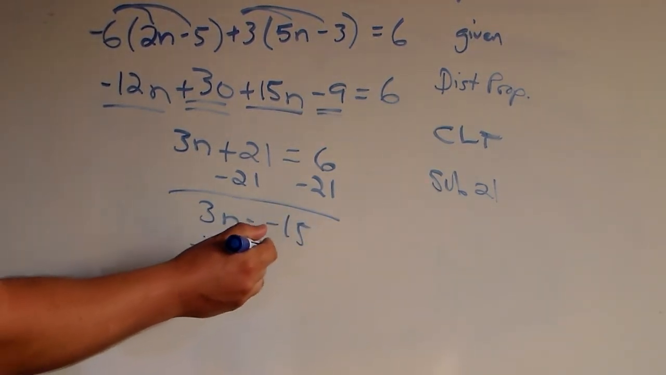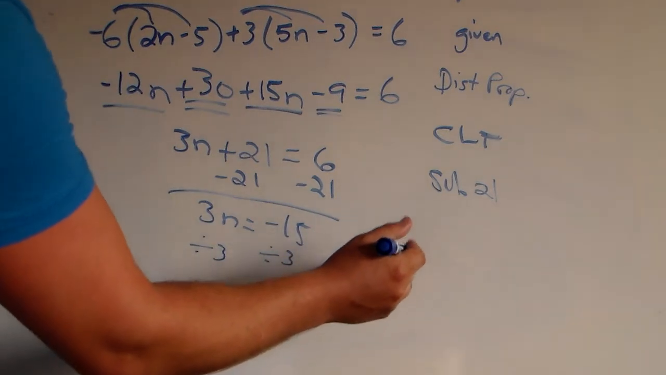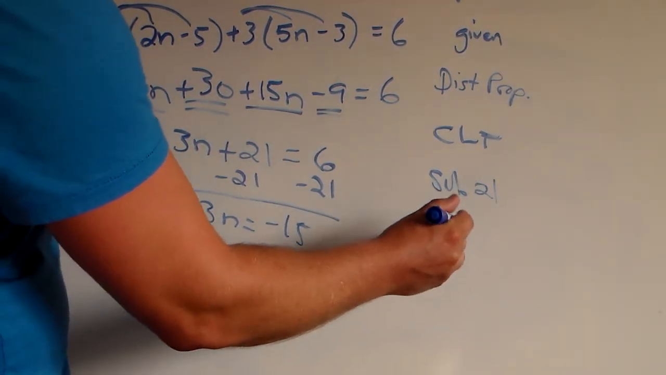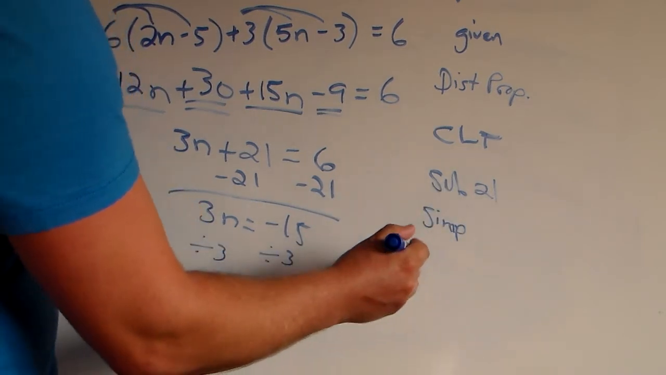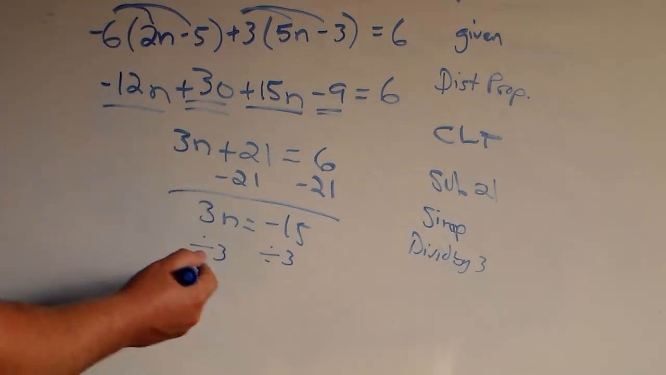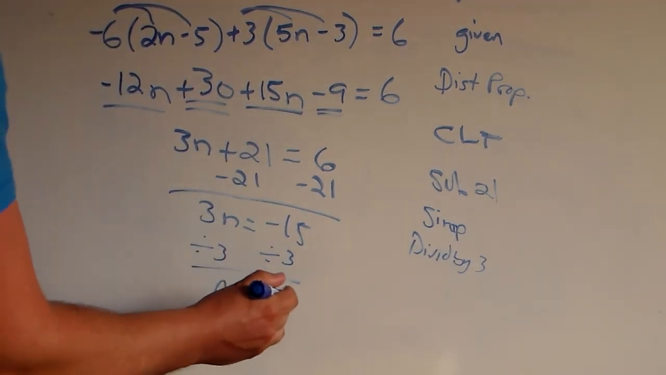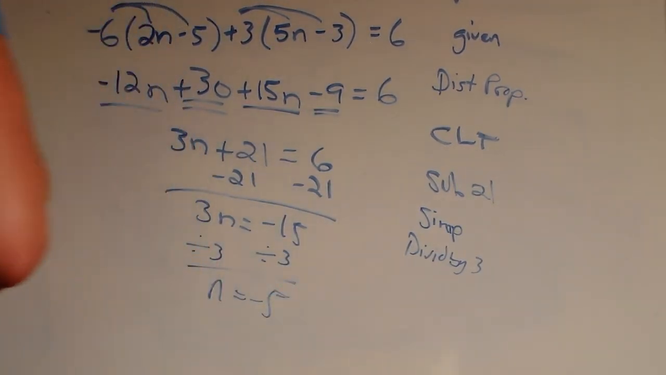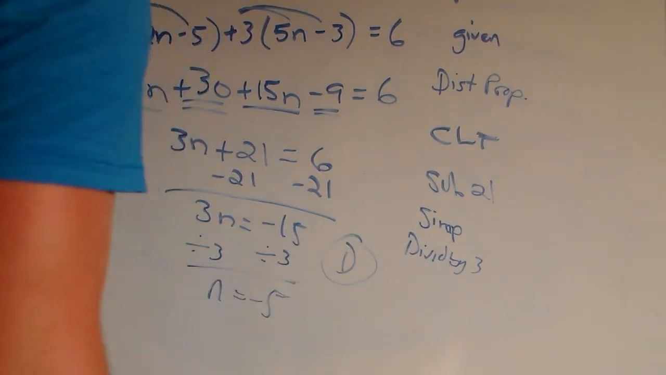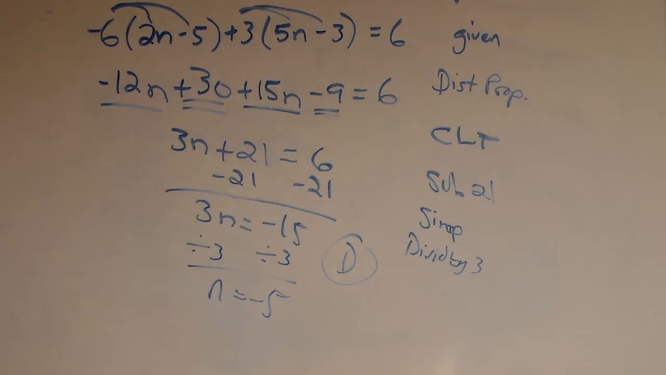Divide by 3 to both sides. So we simplified and then divide by 3 to both sides. And we get n equals negative 5 for problem number 9, which is D, as far as the multiple choice.